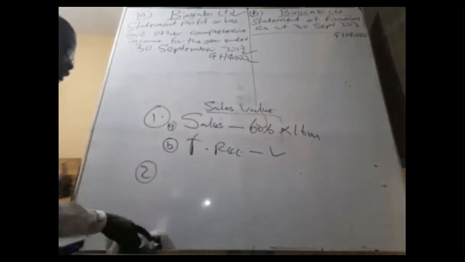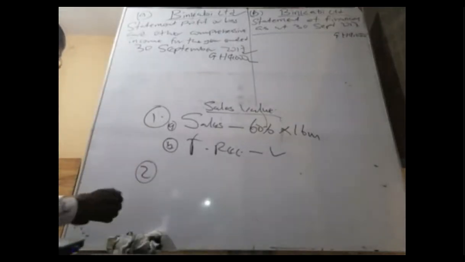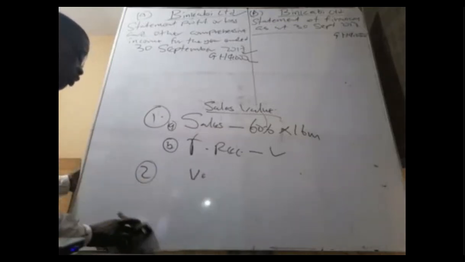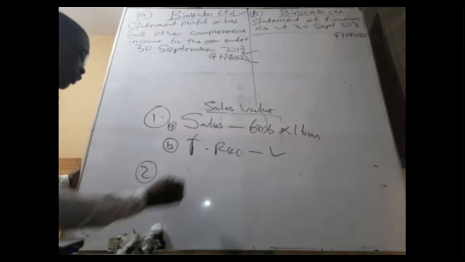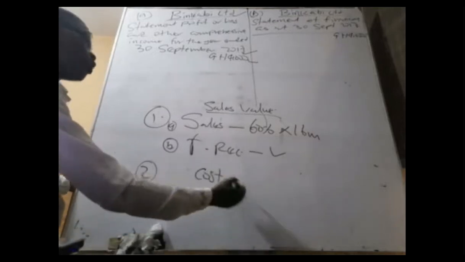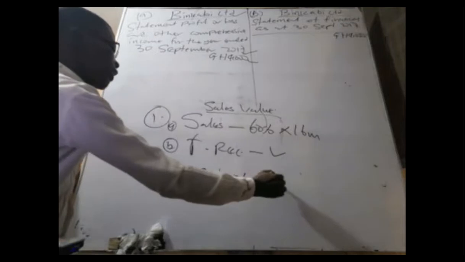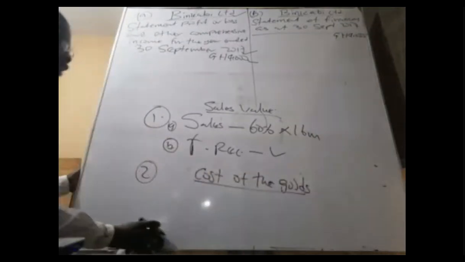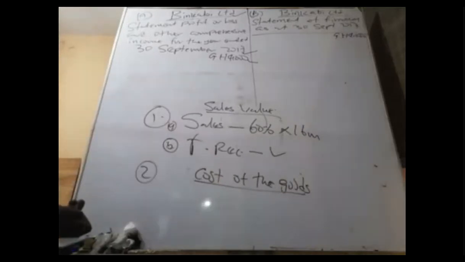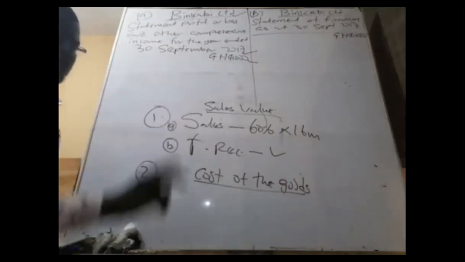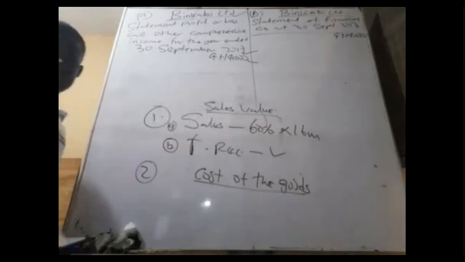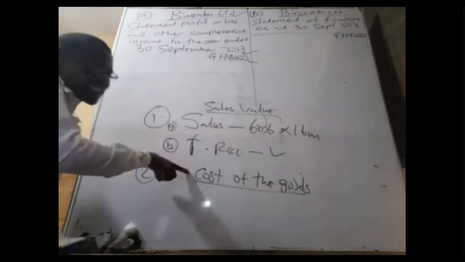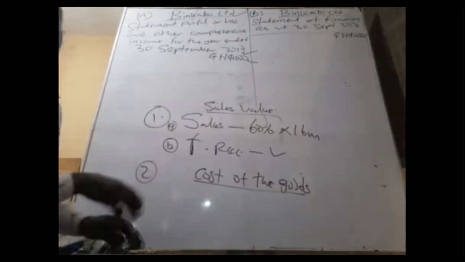So let me do something here, but I want to break it down. So anytime something like this happens, the cost of the goods, eliminate the cost of the goods or reverse it. That is all. So here you are reversing two items, the sales value and the cost. So no matter what the examiner should give you, the sales value and something that will help you to find the cost, you are done.